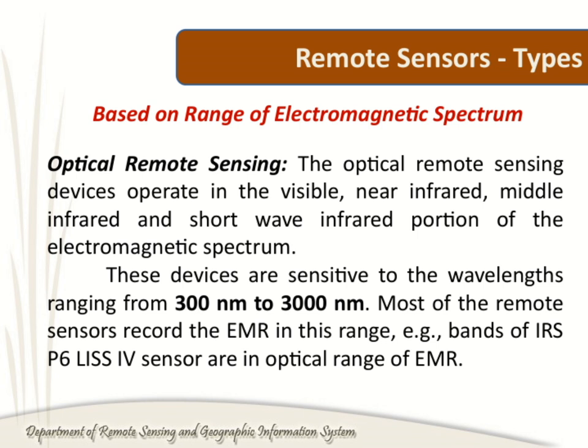Most remote sensors you encounter, including the IRS P6 LISS IV sensor, fall into this optical range. They record electromagnetic radiation within these wavelengths, allowing us to capture detailed information about the Earth's surface. Understanding these spectral ranges helps us grasp how different sensors are designed to capture specific types of data, which ultimately supports our ability to analyze and interpret diverse environmental and geographic phenomena.